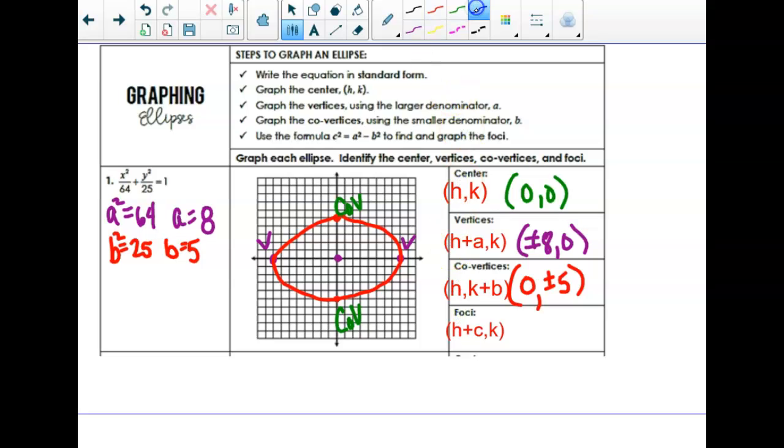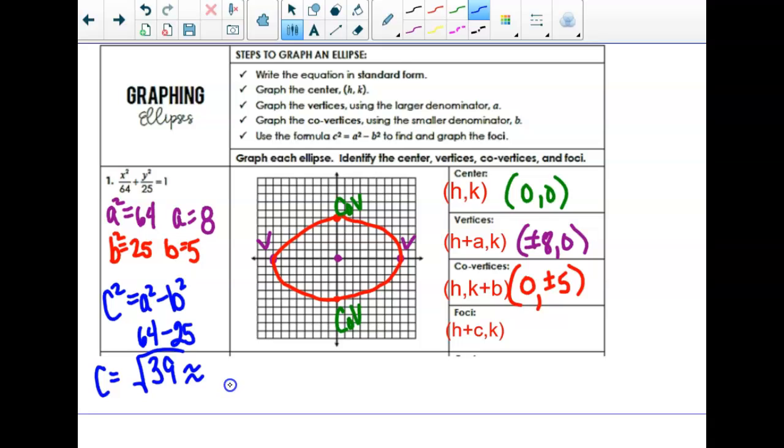Okay, which way are we going to go for the foci? Left and right, because they're on the major axis. All right, so c squared equals a squared minus b squared. Well, a squared was 64, b squared was 25. That gives us 39. So c is the square root of 39, or 6 point something.